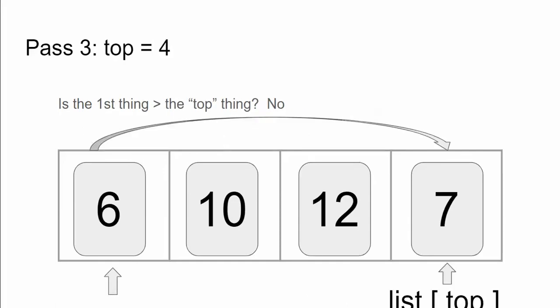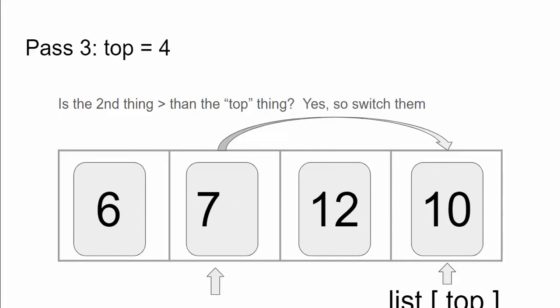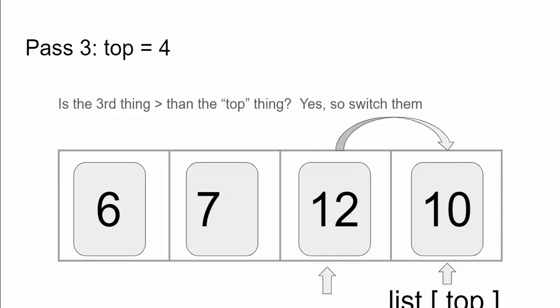There we go. And we're going to compare everything to the thing at the top. So is the six bigger than the seven? No. So we don't do anything. How about the 10? Is the 10 bigger than the thing at the top? Yes. So we switch them. And then we go on to the next thing. Is the 12 bigger than the thing at the top? Yeah. So we switch them. And look, our stuff is in ascending order.